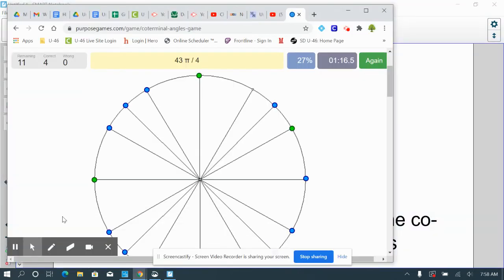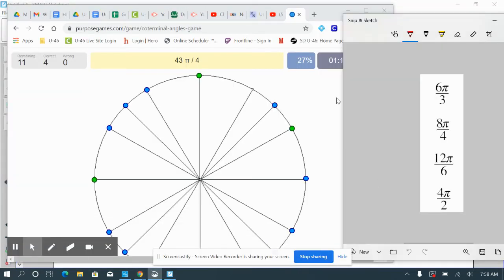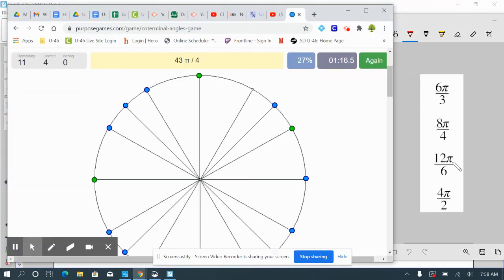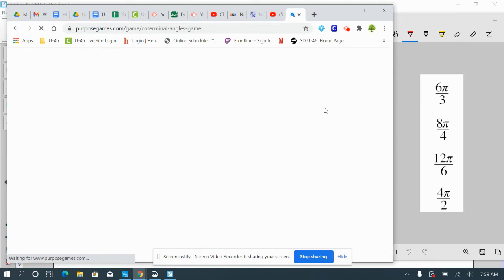So let's practice the game here. So this is my helper on the side. These are all full circles. And let's see, I want to, oh, it's refreshing. Hold on.